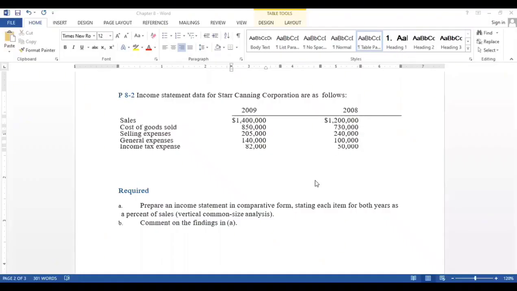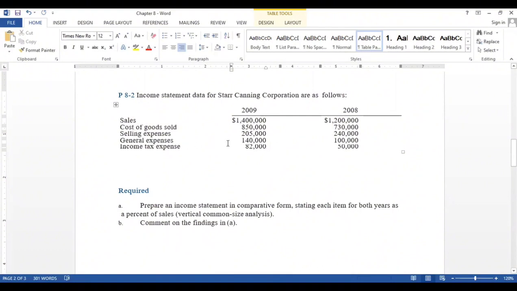Here is the second problem of chapter number 8, where we need to prepare an income statement in comparative form stating each item for both years as a percent of sales. It means we need to perform the vertical common size analysis. For this, we need to divide each item of the income statement by the amount of sales. Here, if you look at the data, we are given the sales, CGS, selling expense, general expense, and income tax expense.